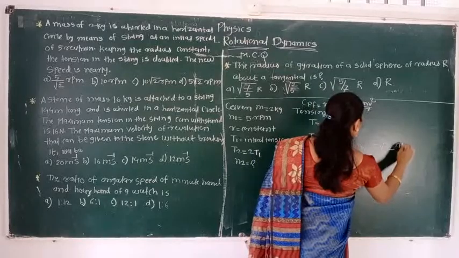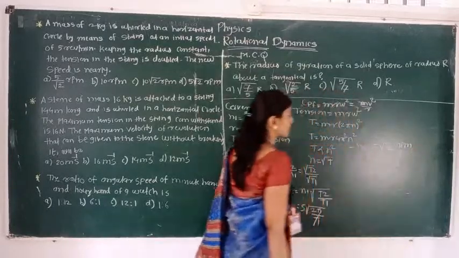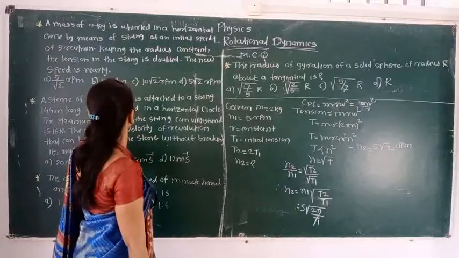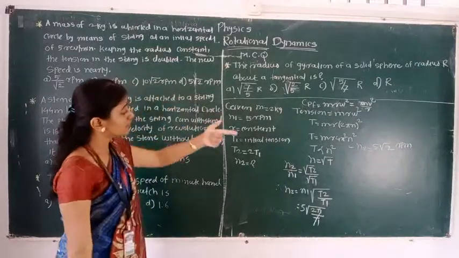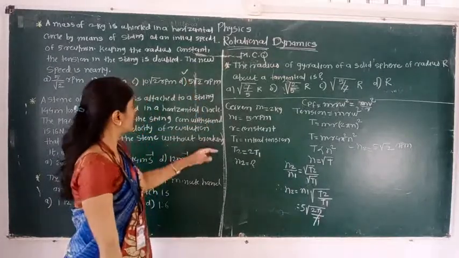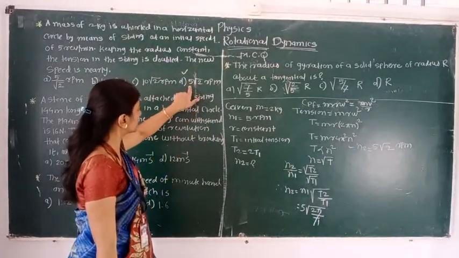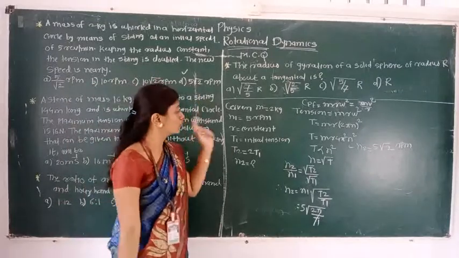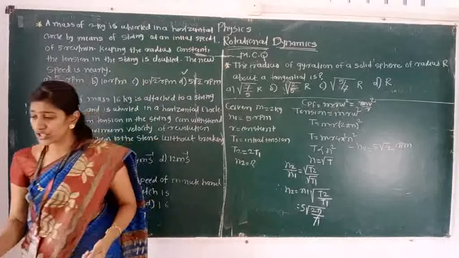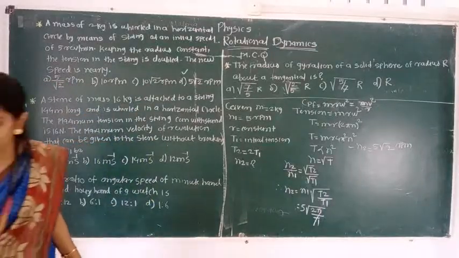This is rpm, revolutions per minute. And if we see the options, all options are in rpm. So I think our answer and option D match. So the correct answer is 5 into root 2 rpm. This way we completed our first MCQ. Let me move toward the second one.